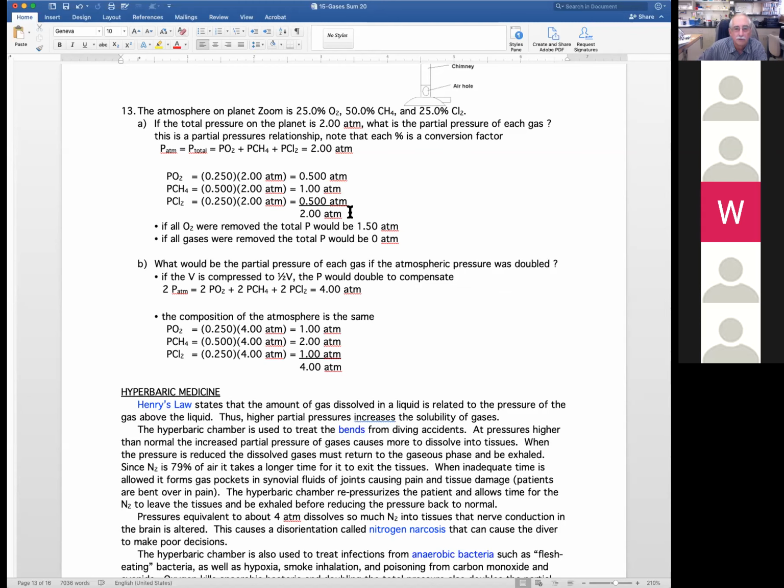So what would happen if you took all the oxygen out? I removed all this. Then the total pressure would be coming simply from methane and chlorine, and it would be 1.5 atmospheres. If I took out all the gases, the pressure would be 0.